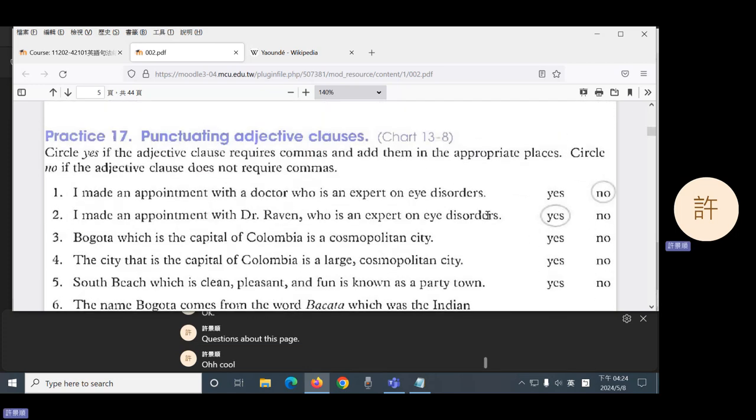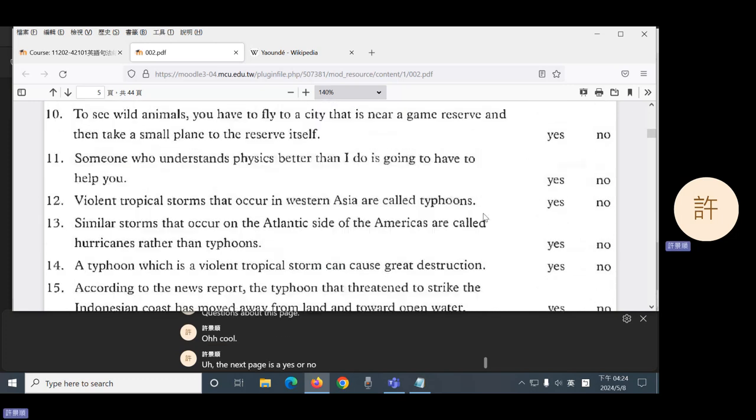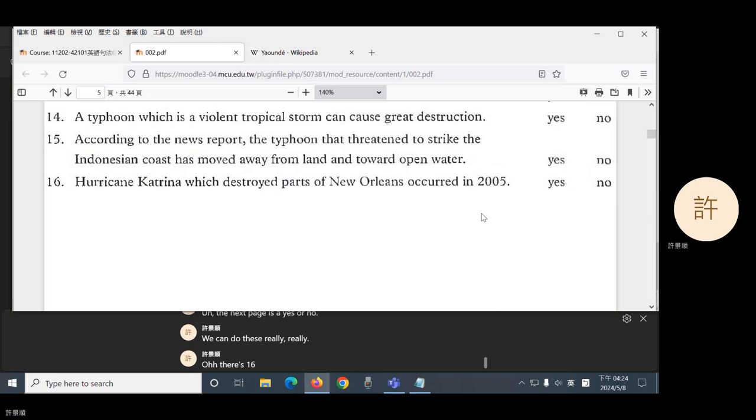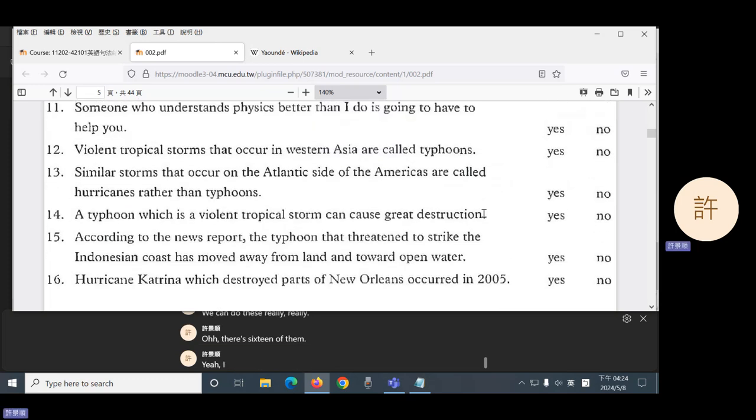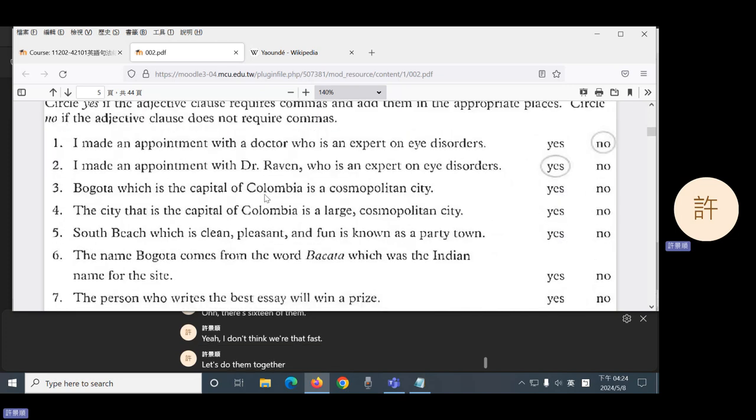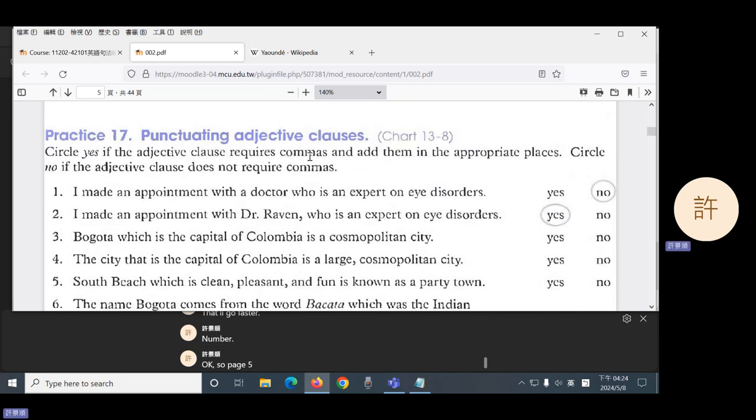Oh, cool. The next page is a yes or no. We can do these really, really fast. Oh, there are 16 of them. I don't think we're that fast. Let's do them together. That'll go faster. So page 5. You also have to add the commas. What fun. Yeah, okay, I'll leave that for you guys to do at home. So this week when you go home, please do pages 5 to 13. Next week, we're going to compare the answers. And if we have time left, we're going to talk about coordinating conjunctions.